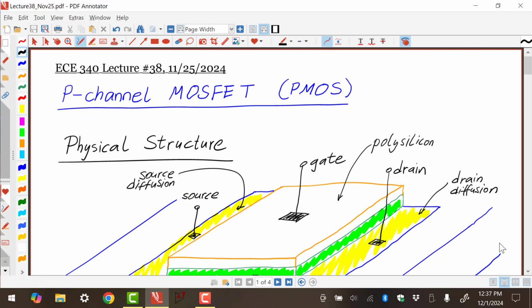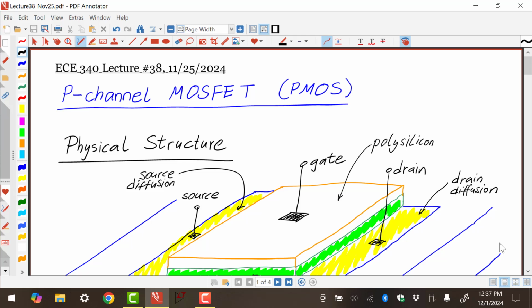Hello everyone. Let's start talking about another type of device, which is the P-channel MOSFET, also called PMOS. This is very similar to the NMOS device, but you will see that some of the voltages, currents, and so on are measured in the opposite way, and the channel is P-channel in this case, not N-channel. So you'll see it as we go along.